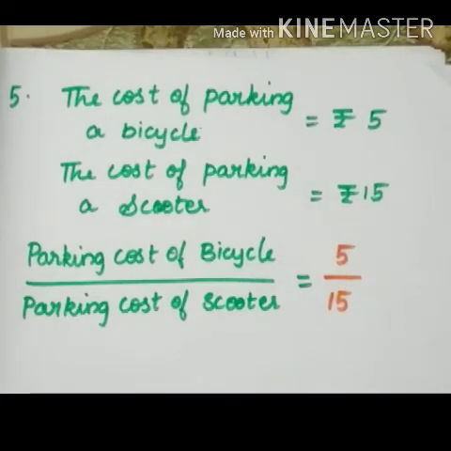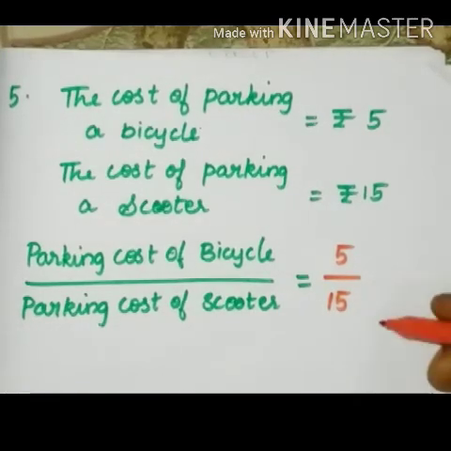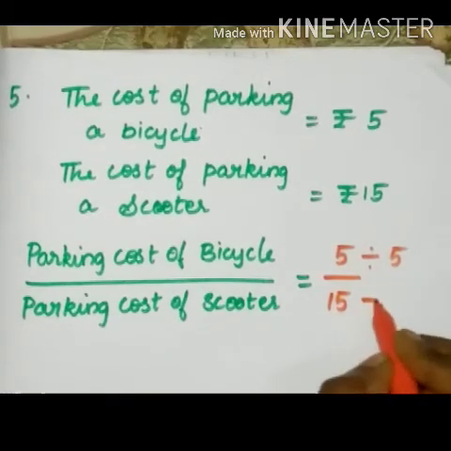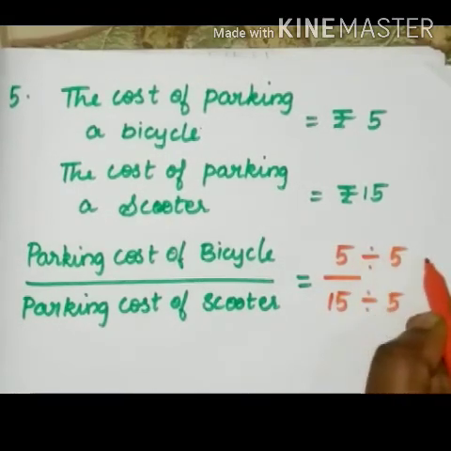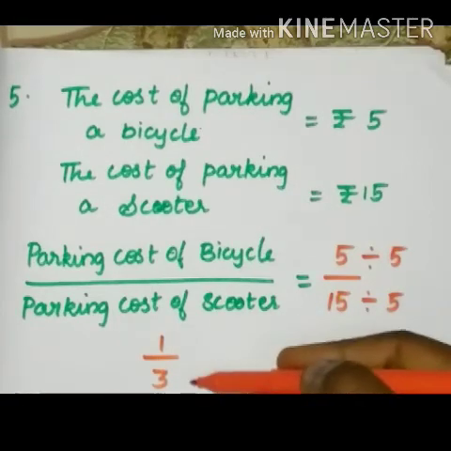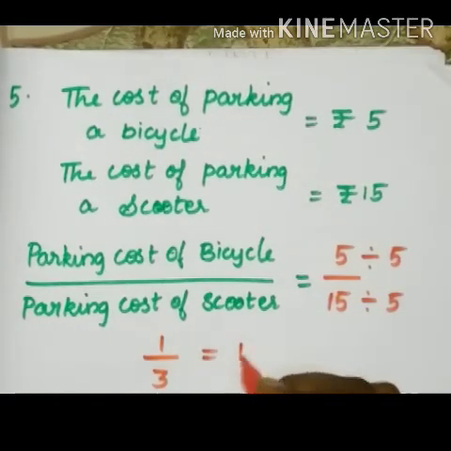Then you have to simplify it. Divide each quantity by its common multiple. See, 5 and 15 are divisible by 5. So divide by 5. 5 divided by 5 is 1. 15 divided by 5 is 3. So further we can't simplify it. Write in the ratio form, 1 is to 3.